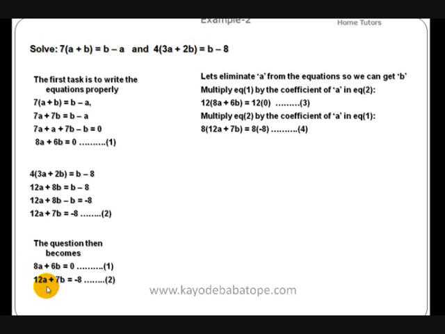How do we do that? All we need to do is to multiply equation 1 by 12 and then multiply equation 2 by 8. So by the time you multiply equation 1 by 12, you will have 96a, and by the time you multiply equation 2 by 8, you will also have 96a. And then by the time you subtract the two equations, you can knock out the variable a.